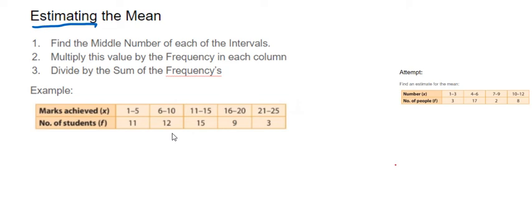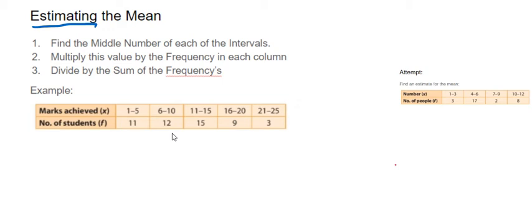Hi guys, so this is estimating the mean from a grouped frequency table. So it's a lot of the same steps that are involved in finding out the mean from a regular frequency table. It's just there's an extra step involved. So I want to point out the difference between a grouped frequency table and just a regular frequency table, which you should have seen before first.